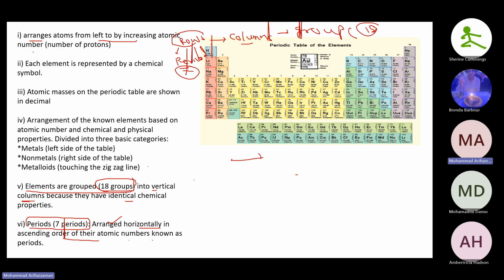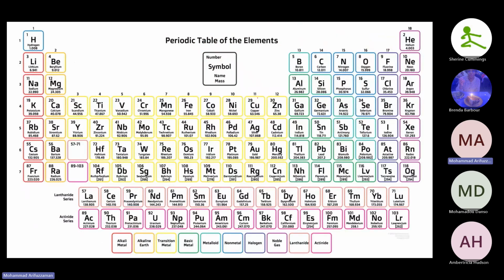Let me zoom in. Can you see the periodic table here? What is this number representing? Number of... Well, that's the number of the column. Yes. So 1 to 18 are the columns, and 1 to 7 are the rows.